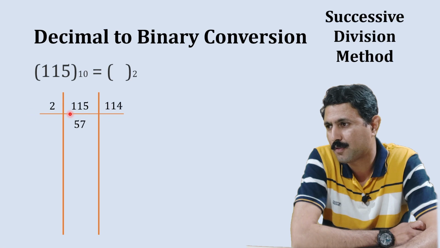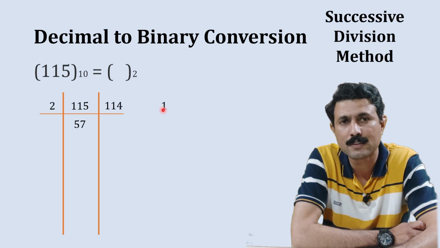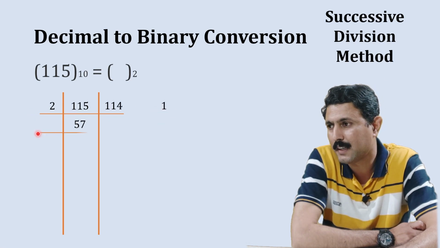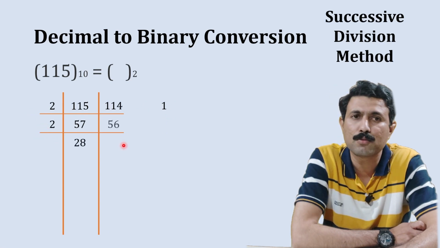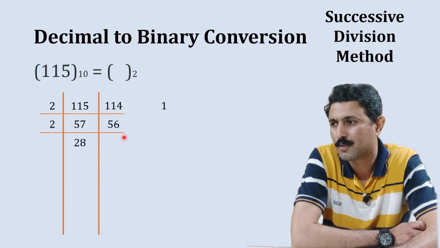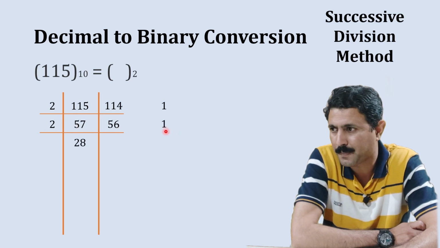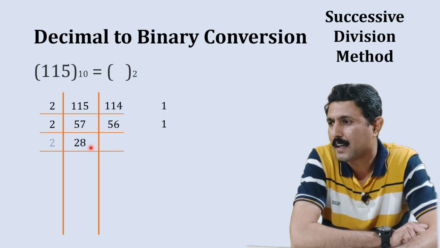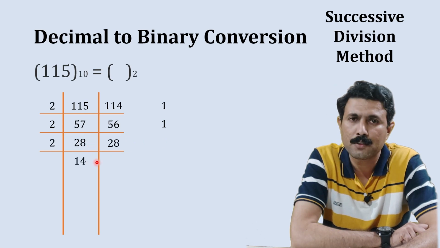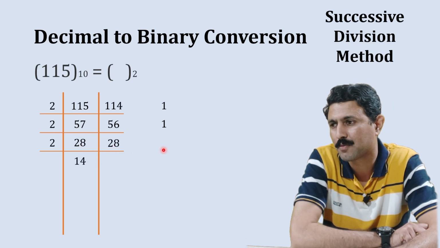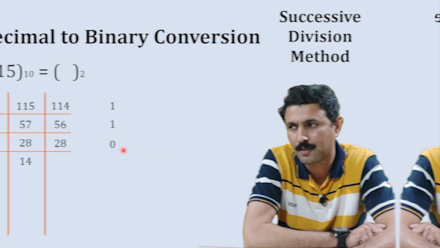So subtract 114 from 115, the remainder is 1. Now again divide this 57 by 2, we'll get 28 2s are 56. So subtract this 56 from 57, again remainder is 1. Now again divide this 28 by 2, so 14 2s are 28, 28 minus 28, remainder is 0.